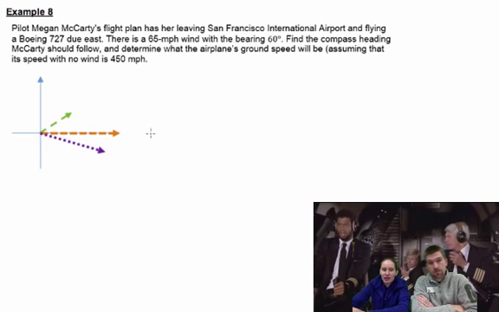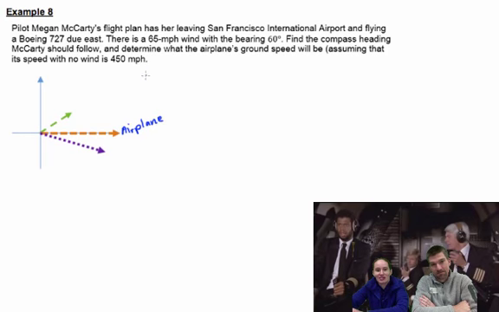Example 8. Pilot Megan McCarty's flight plan has her leaving San Francisco International Airport and flying a Boeing 727 due east. Now, I believe we were on a Boeing 727 this summer going to ISTE. I thought you said that we were on a DC-10. I forget. Okay, there is due east, by the way. We all know what due east looks like. A bearing of 90 degrees, an actual angle of 0 degrees.